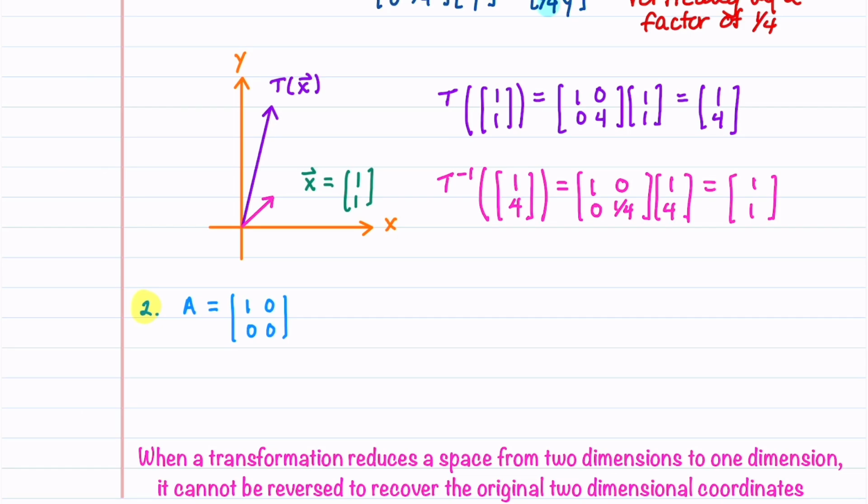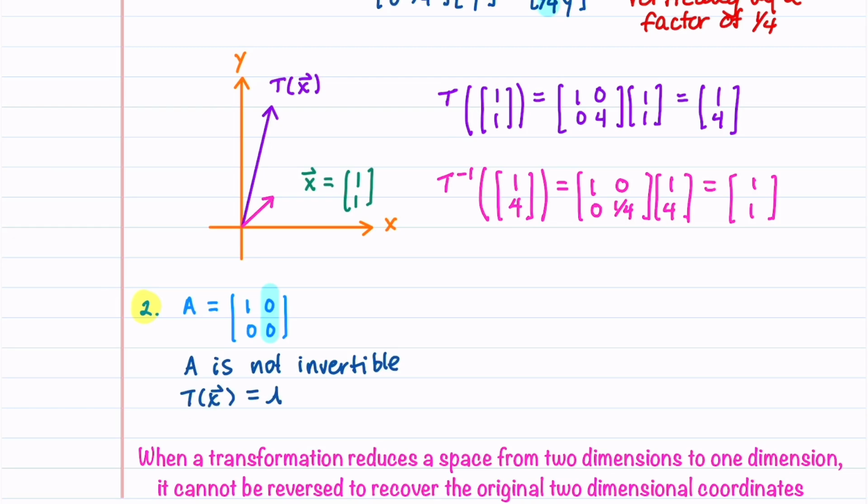Let's now look at our second example. When we look at matrix A, we notice that we have a column without a pivot. That means that we do not have 2 pivots, and that tells us that A is not invertible. Since A is not invertible, we won't have an inverse linear transformation. Let's find T of x to see if we can understand graphically why the inverse linear transformation doesn't exist.